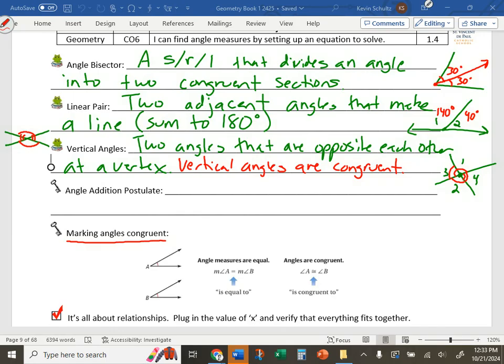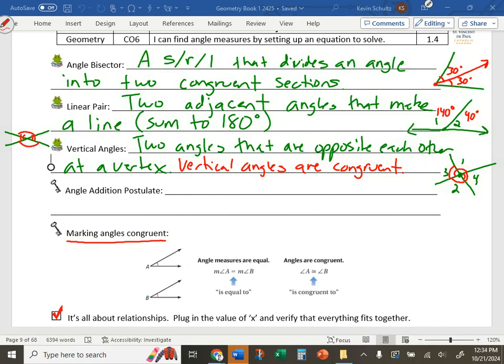Congruent means the same as. So it's equal. Equal means the same value. Objects are congruent. Things with value are equal.